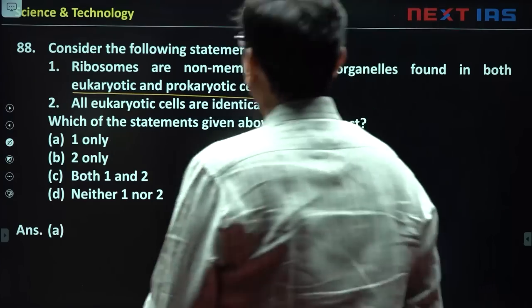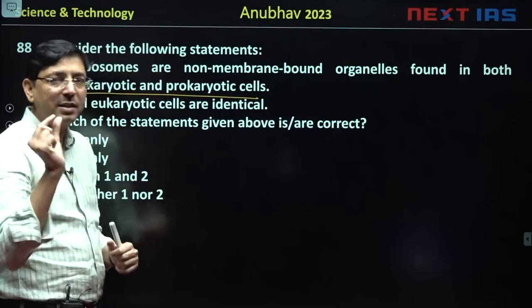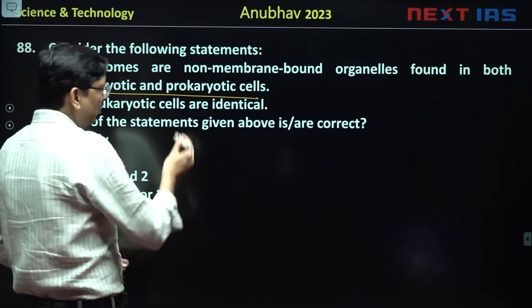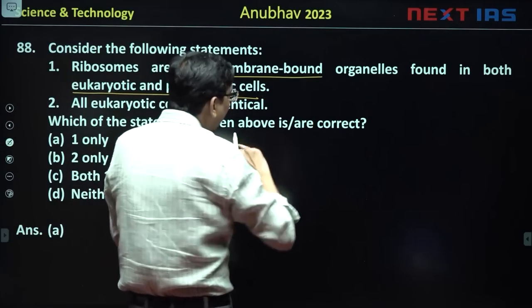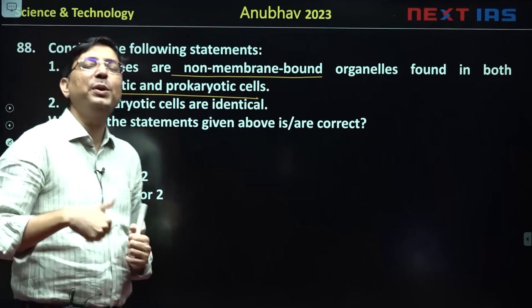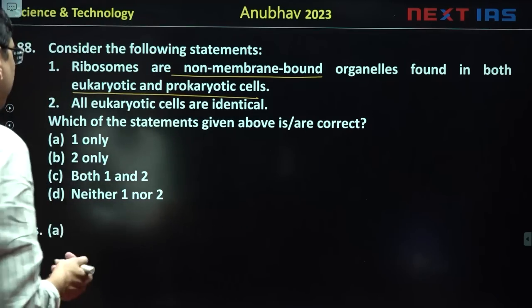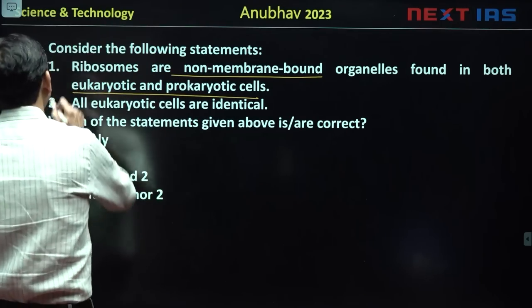There is a membrane on the organelles. Organelles means the parts of the cells. Ribosomes do not have a membrane to cover them. Ribosomes are involved in protein synthesis. Protein synthesis. So, statement 1 is right.